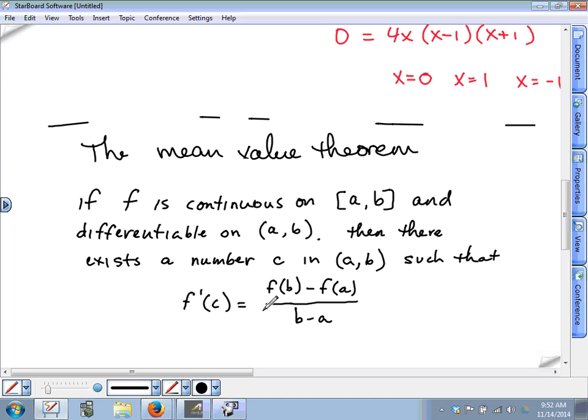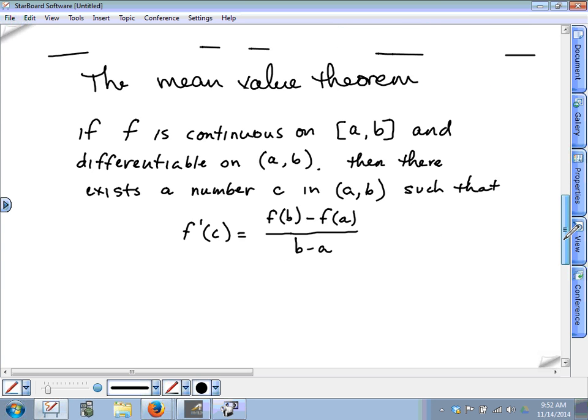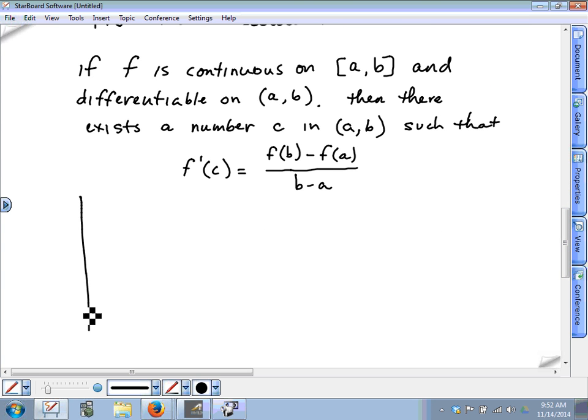This should look familiar to you. I hope you've seen it enough in pre-calculus and this year in calculus. Does this look familiar? f of B minus f of A all over B minus A? Looks very familiar. It's the average rate of change. Do you remember that? Average rate of change between two values on a graph. So let's draw a picture of this.